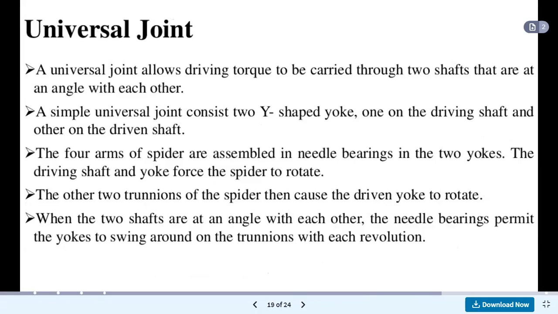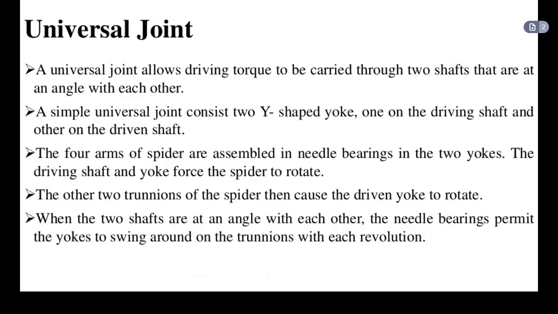If we see the next component in the propeller shaft, that is the universal joint. A universal joint allows driving torque to be carried through two shafts that are at an angle with each other. A simple universal joint consists of two Y-shaped yokes, one on the driving shaft and the other on the driven shaft. So two universal joints are provided. The four arms of the spider are assembled in needle bearings in two yokes.